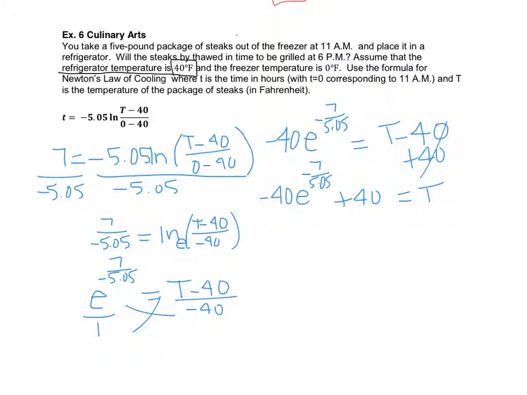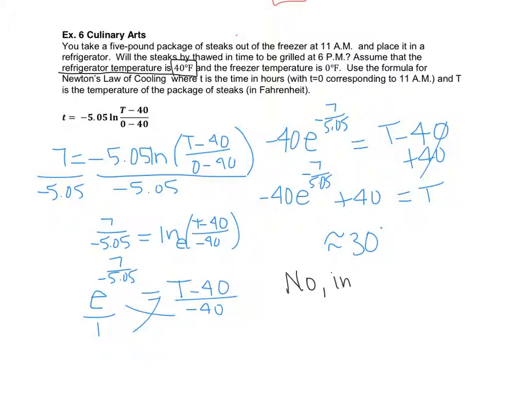Now we can plug all of that into our calculator, and because we have no rounding up to this point, it's going to give us a really accurate answer. When you plug negative 40 times e to the negative 7 divided by 5.05 plus 40 into your calculator, you get about 30 degrees. So my temperature is 30 degrees. The question was, is that thawed in time? If it hasn't reached 40 degrees, the temperature of the refrigerator, then the answer is no, it hasn't thawed in time. So I'm going to answer the question with no.